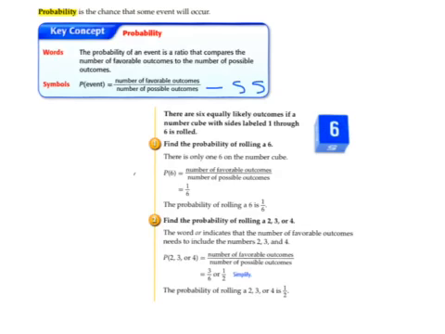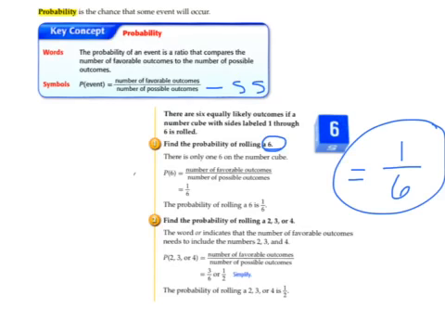So we have a dice here. There are 6 equally likely outcomes. That's your sample space. And we want to find the probability of rolling a 6. So in our outcome, we have 6 possible outcomes, landing on a 1, 2, 3, 4, 5, or 6. Out of those 6, we only have one 6. So my outcome would be I have a 1 in 6 chance of landing on a 6.